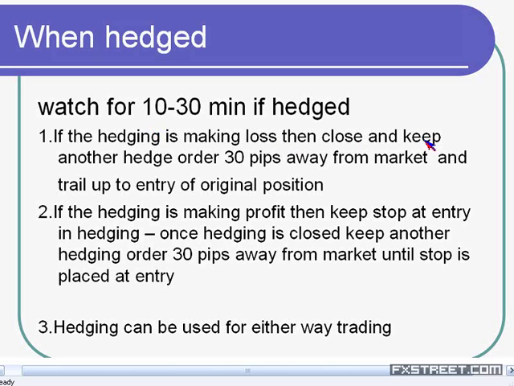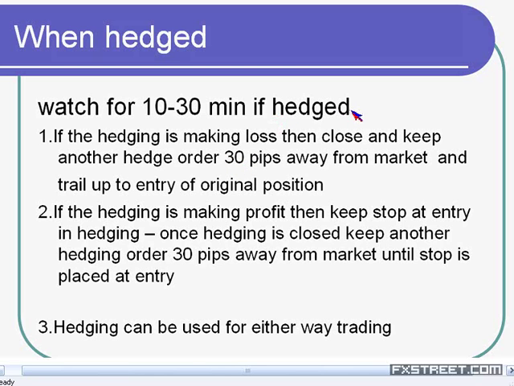Then close the hedging with a 5 or 10 pips loss and keep another hedging order 30 pips below the market if it is a buy position, or above the market if it is a sell position, and try to move it to the original level and try to keep the stop at the entry and remove the hedging order. Until such time you are able to keep the stop at entry in the original position, you continue to trail the hedging order and see that you are taking minimal risk.